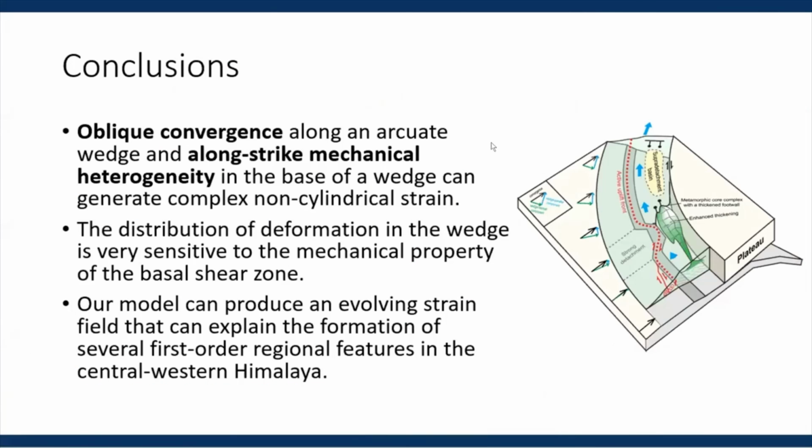In conclusion, our model suggests that oblique convergence along the arcuate wedge and along strike mechanical heterogeneity in the base of the wedge can generate complex non-cylindrical strain. The distribution of the deformation in the wedge is very sensitive to the mechanical property of the basal shear zone. And our model can produce an evolving strain field that can explain the formation of several first-order regional features in the central western Himalaya, including a regional metamorphic complex and many structures around it.